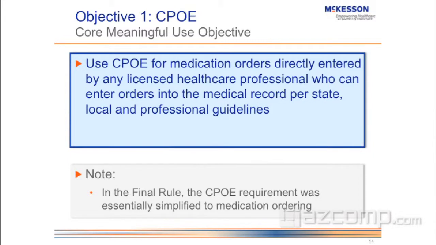Objective 1 is to use a computerized physician order entry system. So let me first tell you guys that this one, when the first ruling came out, it was really strict. They've loosened it up quite a bit. So this one, really all the measurement is requiring is use of CPOE for medication orders directly entered by any licensed healthcare professional who can enter orders to the medical records per state, local, and professional guidelines.